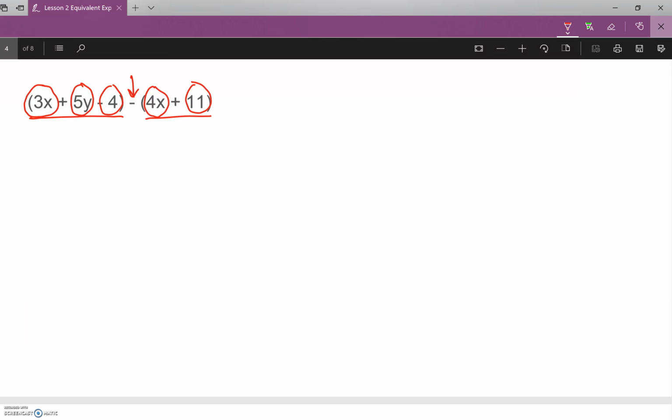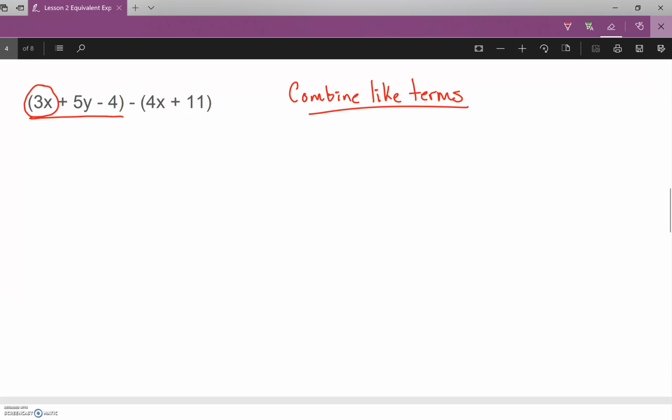When you combine expressions, you have to do something called combine like terms. We may or may not have talked about this before the lesson. What that means is you can't add or subtract terms if they don't have the same variable. So for instance, this 3x, the only other term that I can work with that 3x is the 4x because they both have the same variable. I can't combine a 3x and a 5y because they have a different variable. So they are not like terms. All right? Let me show you how that works.